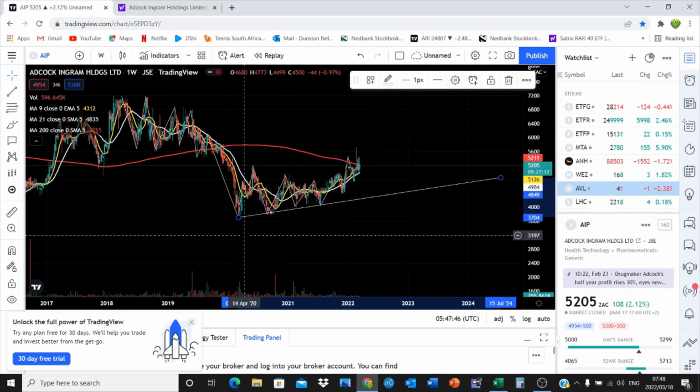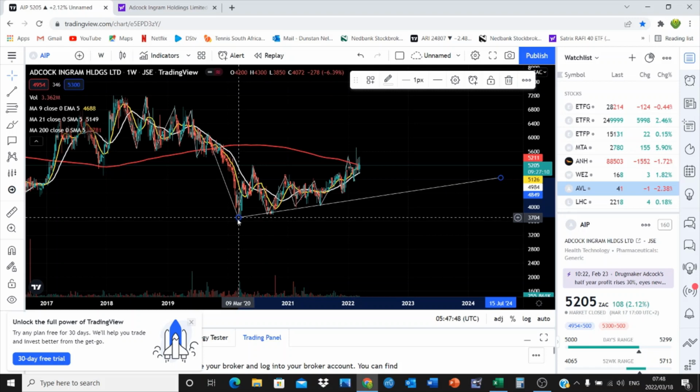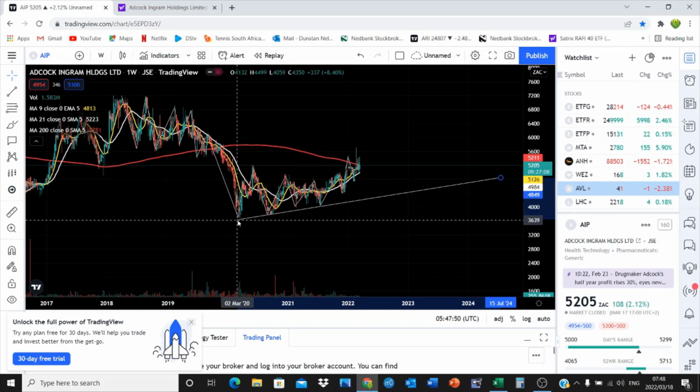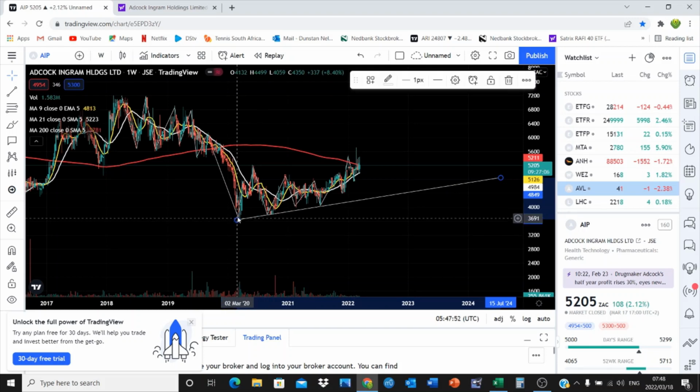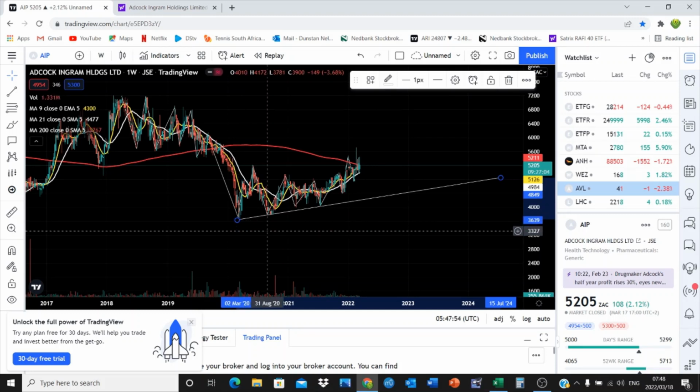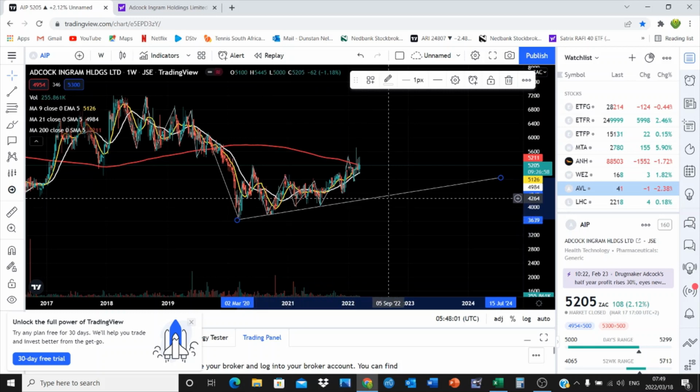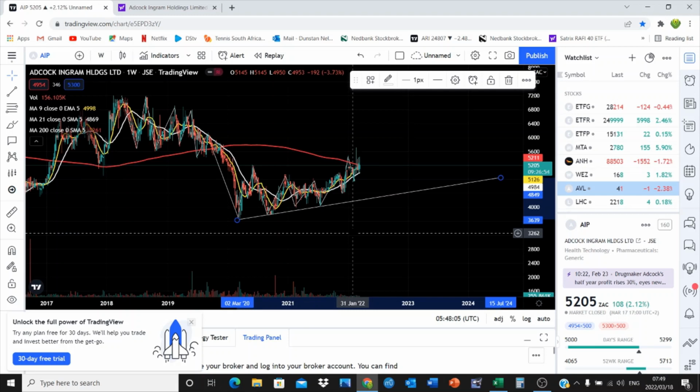Now I suppose if one had to just make this a little bit more accurate or a little bit prettier, I know it doesn't exactly connect onto that, so some of your more OCD people will say, it doesn't connect there, but this is just to create a psychological barrier of support. Now support, if you don't know what it means, is where price reaches its lowest point and then typically rebounds. Now that is our support line.